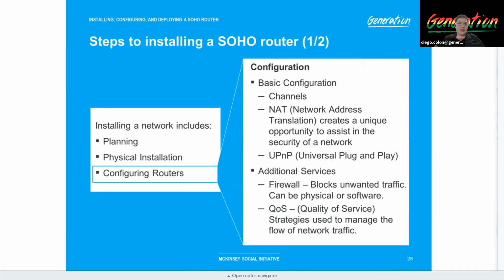As for steps for installing the actual SOHO routers, you have to plan accordingly to identify where you're going to be physically installing this and how you're going to be configuring this router. Basically, based on the number of hosts or LAN that you have, we will create the actual network based on the size of the LAN. What does that mean? The LAN is inclusive of the intranet.